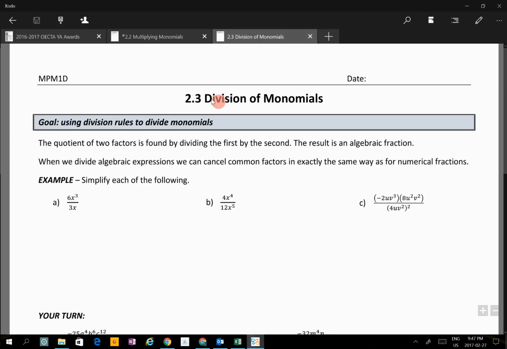Okay, 2.3, the division of monomials. So we're now looking at the division side instead of the multiplication side like our last lesson. The goal here is to use division rules to divide monomials.